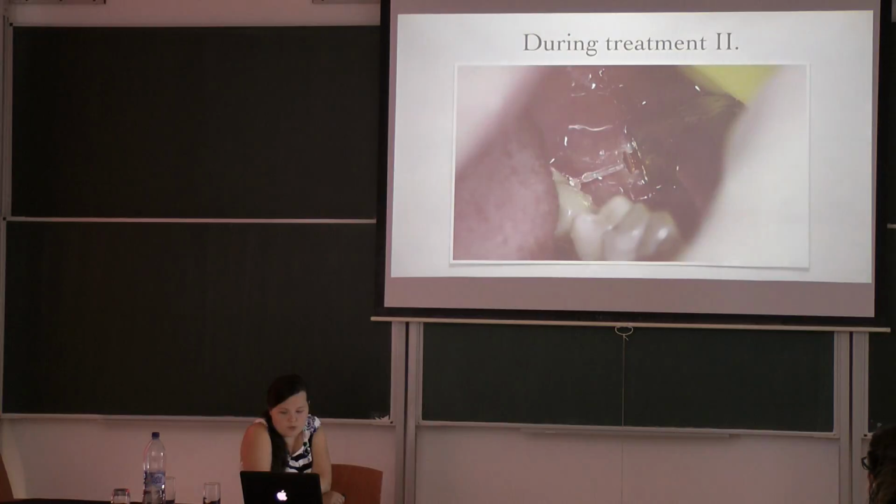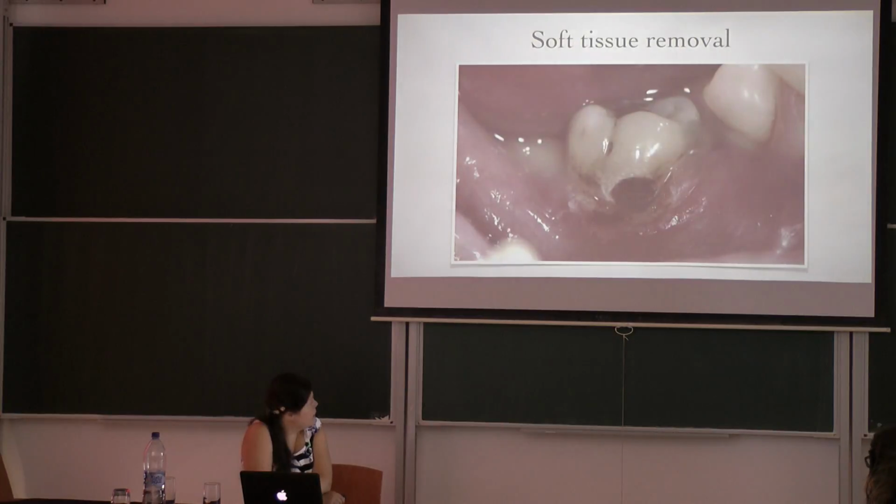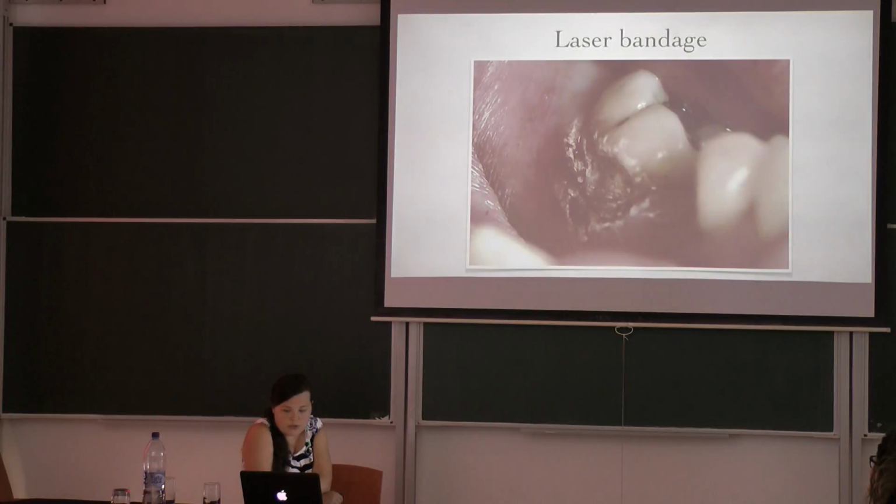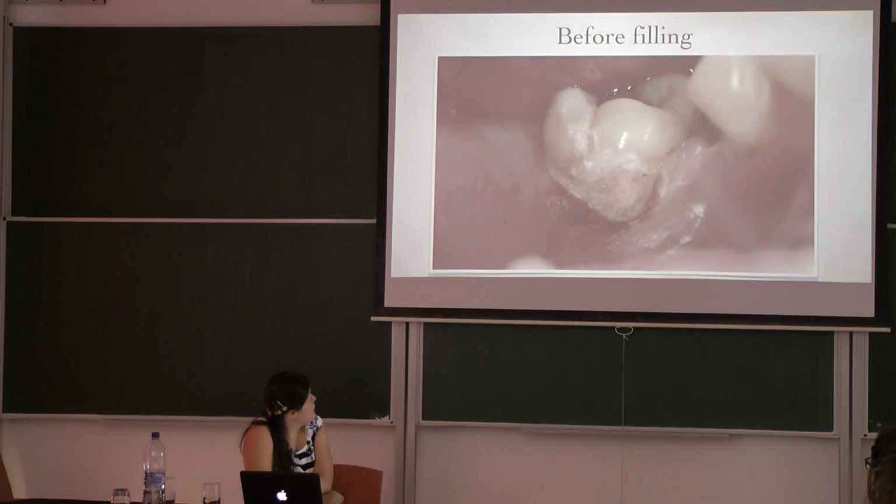Then I removed a lot more, and here you can see that I also removed the gingiva, with very slight bleeding, but it stopped afterward. In the next photo I did the laser bandage and then it stopped. In this way it's very nice because there's no bleeding, totally clean, and this whitish part I did with the laser in order to bond. We call it bond prepping.